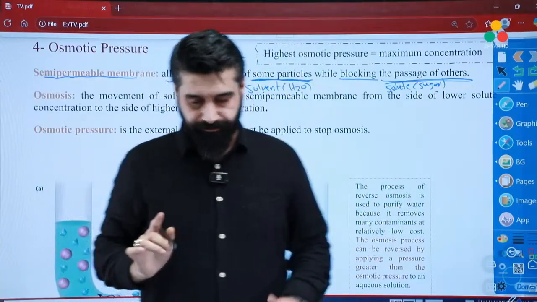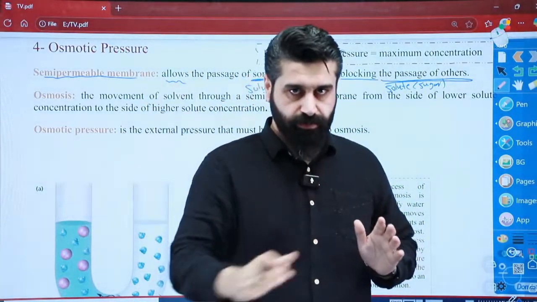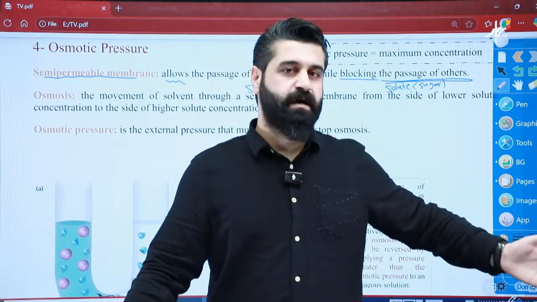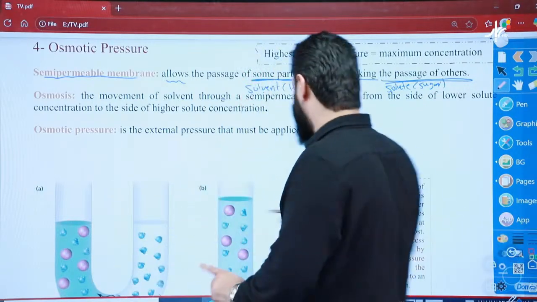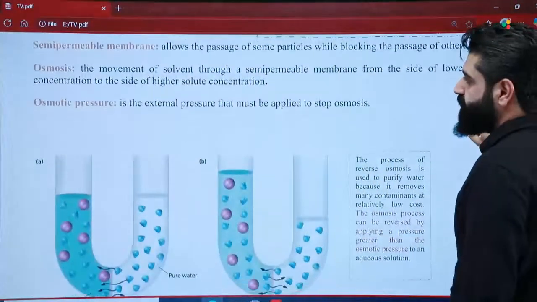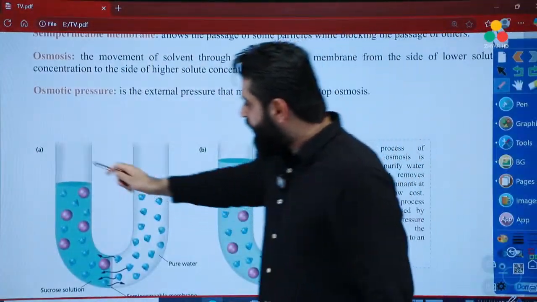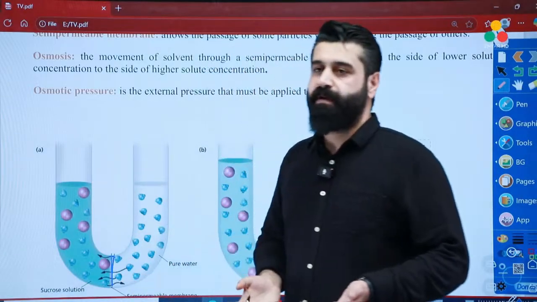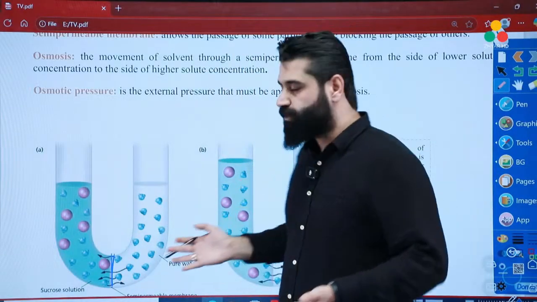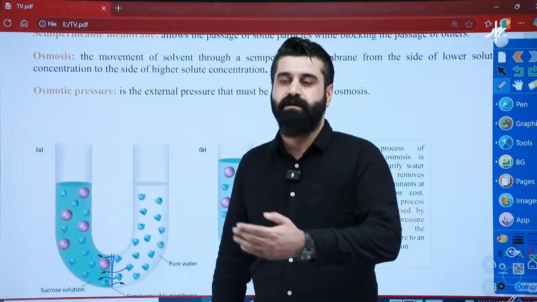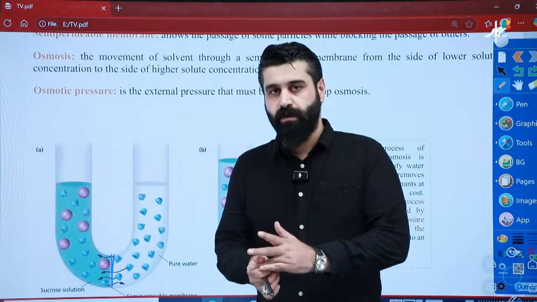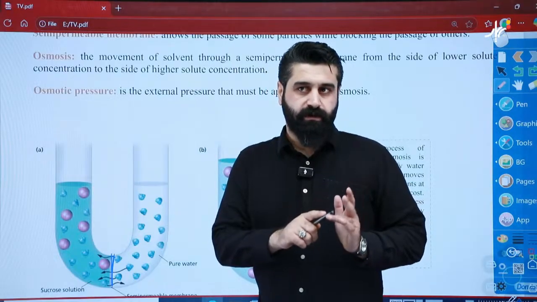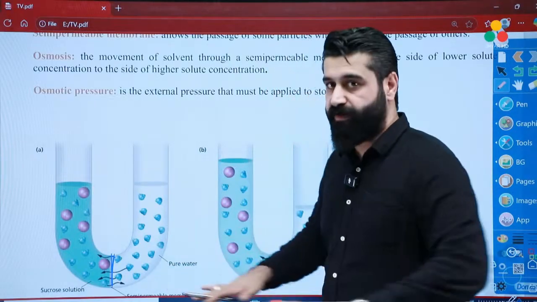A very good point. We have a U-shaped tube with a membrane. Water can pass, but solute, for example sugar, cannot pass. Let's get back to the picture, to the graph. We have a U-shaped tube with a membrane which is called a semi-permeable membrane. So these are questions. Which particle can pass through the membrane? Solvent, example H2O. Which particle cannot? Blocked. Solute. Sugar cannot pass through the membrane. The first point is done.